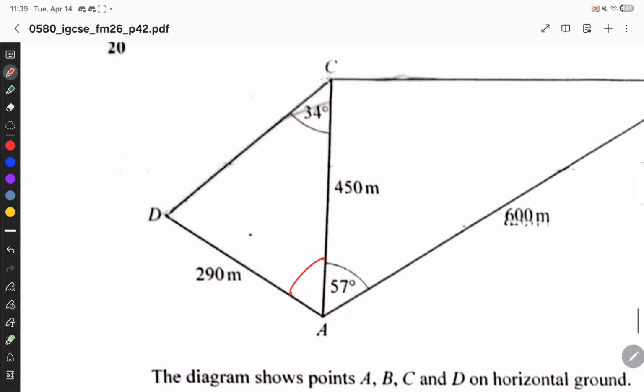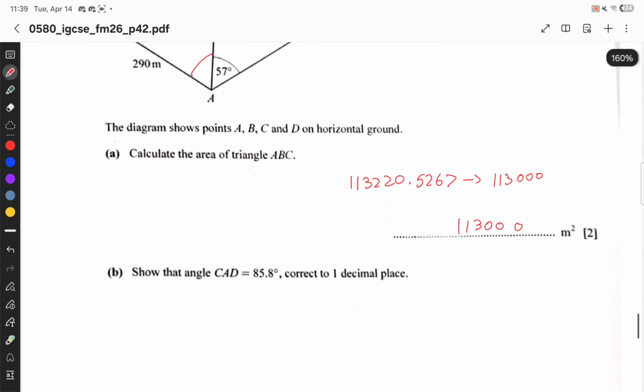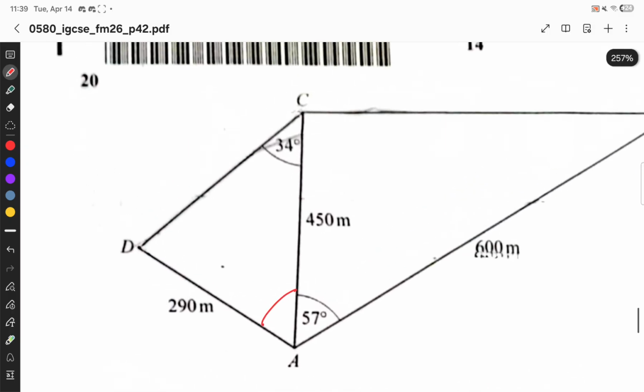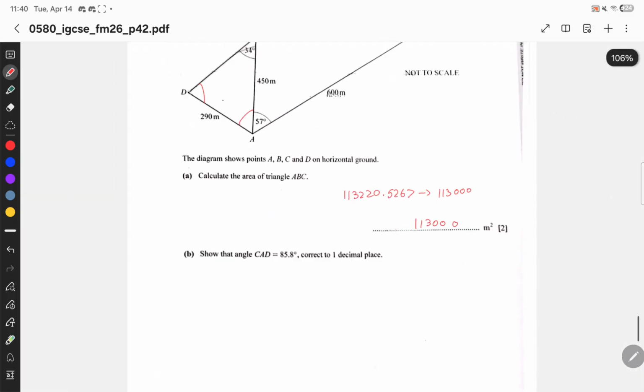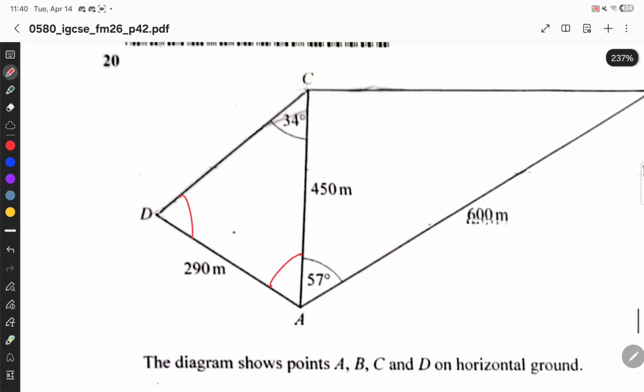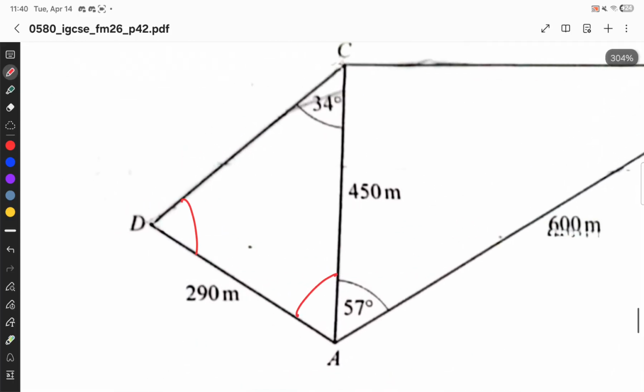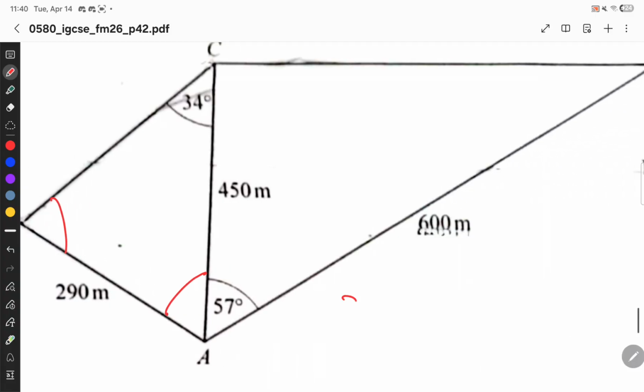We can use the sine rule. We do not have any angles. Okay, this is for 4 marks. We need to use the sine rule heavily. So the sine rule: 290 over sine of 34 is equal to 450 over sine of x.